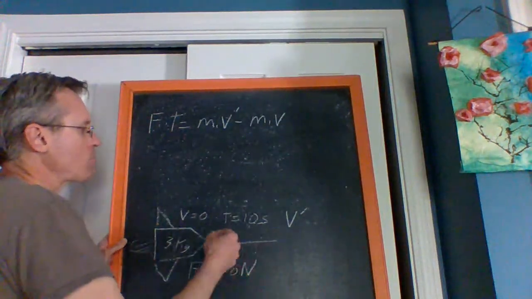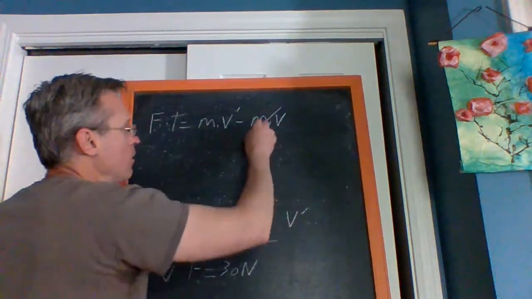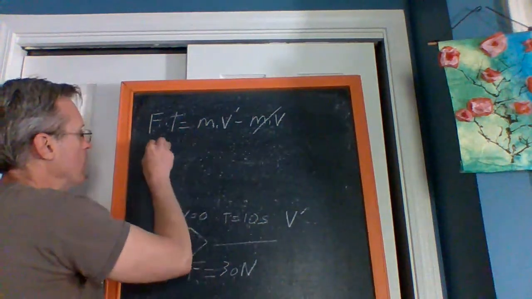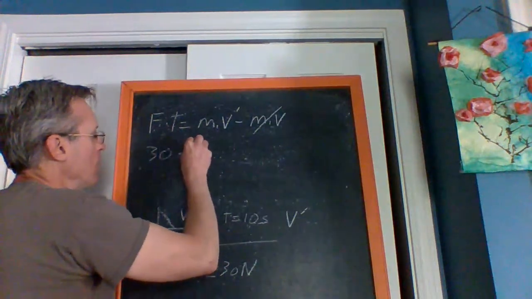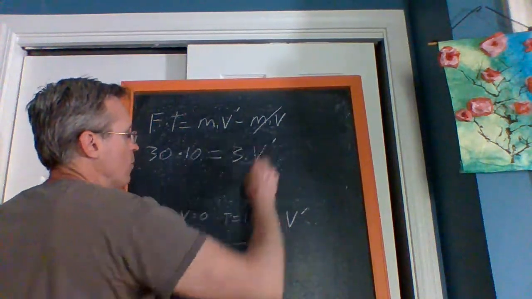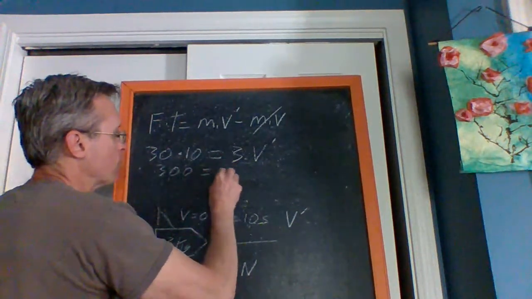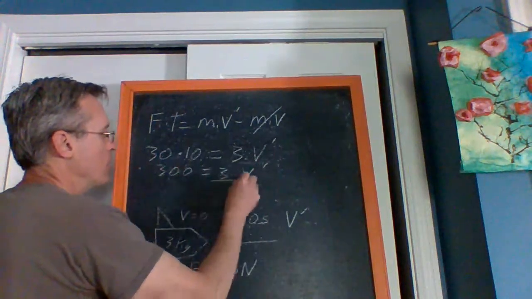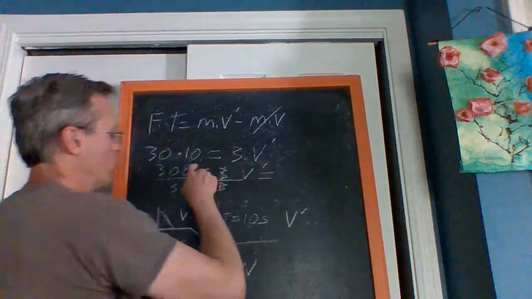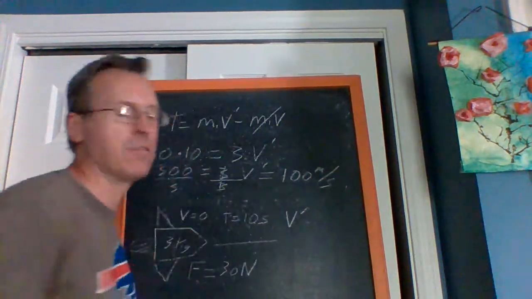So what's going on there? Well, it's at rest initially, so the original speed is 0, and that term goes. I'm going to solve for v prime. Plugging in some numbers, I have 30 newtons times 10 seconds is equal to 3 kilograms times v prime. So 30 times 10 is 300, equal to 3 v prime. Divide by 3, and v prime is 300 divided by 3. So the rocket will be going 100 meters per second at the end of 10 seconds.